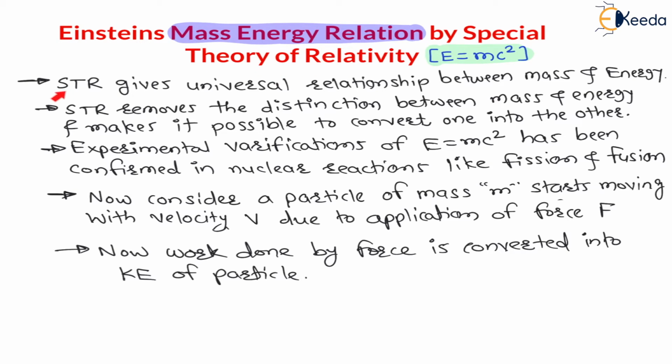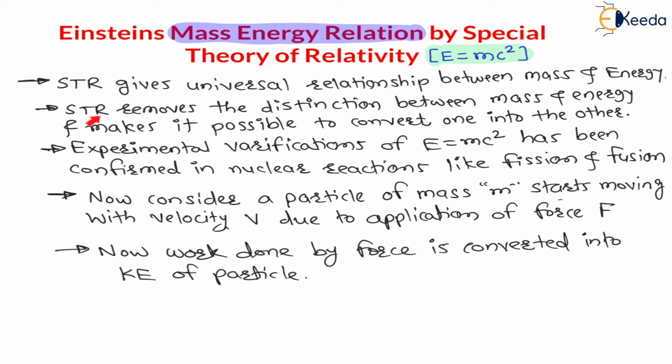Now, my dear students, special theory of relativity (STR) gives a universal relationship between mass and energy. This E is equal to mc square is a universal relation. This will never change, right? And this is always true. Therefore, this special theory of relativity gives the universal relationship between mass and energy, which is nothing but E is equal to mc square.